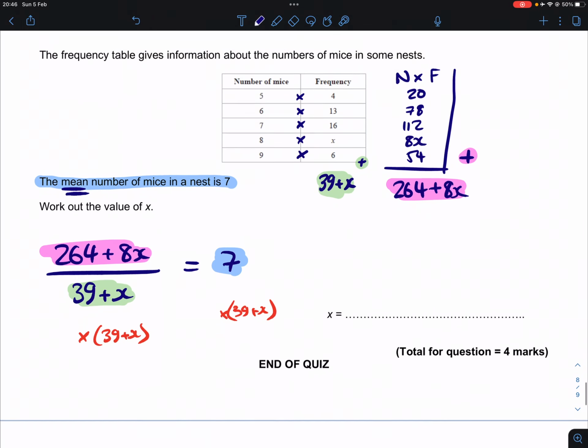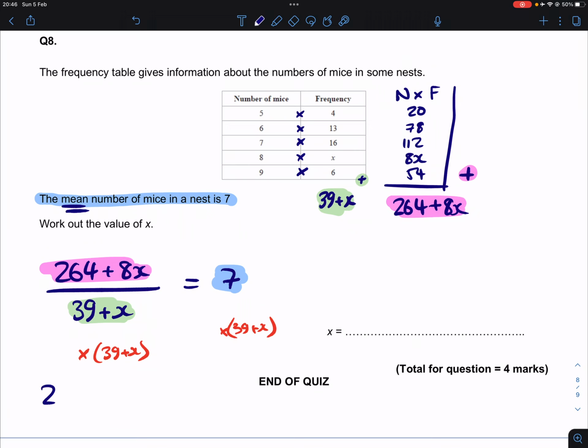If we do that, we're going to have 264 plus 8x on the left hand side. On the right hand side, we're going to have 273 plus 7x, like so. We then look at the x terms, and we want to get all of the letters on one side, so we get rid of the letters on the side where there are fewer of them. So we want to get rid of that 7x, so I'm going to do that by taking away 7x from both sides first of all.